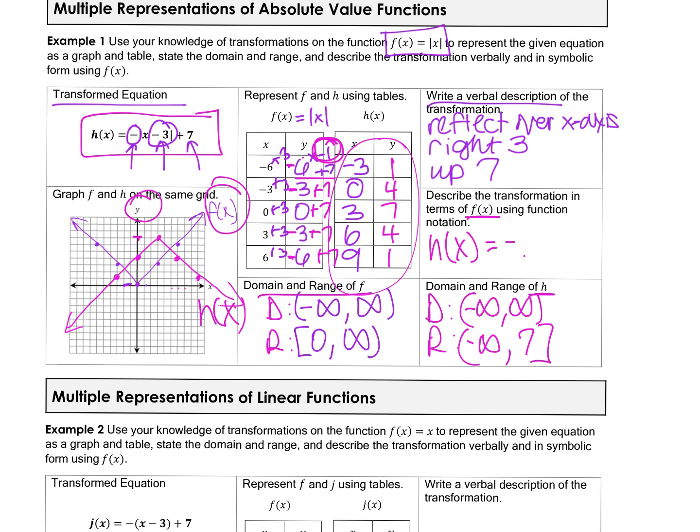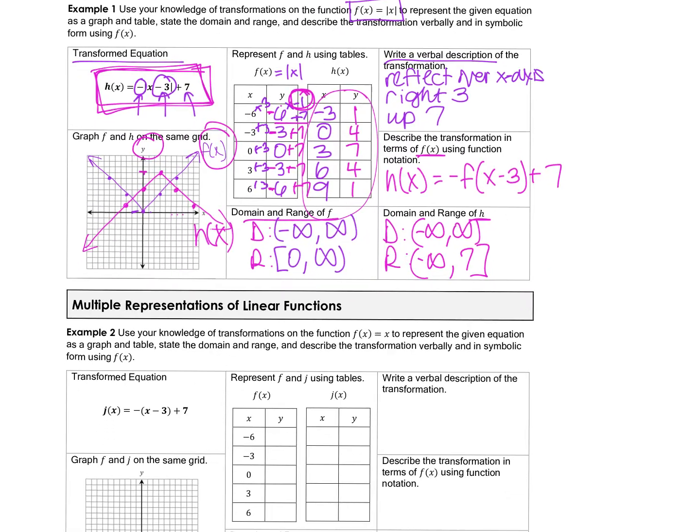I have a negative. I have f. Parentheses inside the bars is x minus 3. So that's what goes inside the parentheses. And then the plus 7 goes on the outside. So notice that's very similar to what's here. But instead of putting the absolute value of x, you're putting f of x. Okay, so that was an example referring back to our absolute value of x.